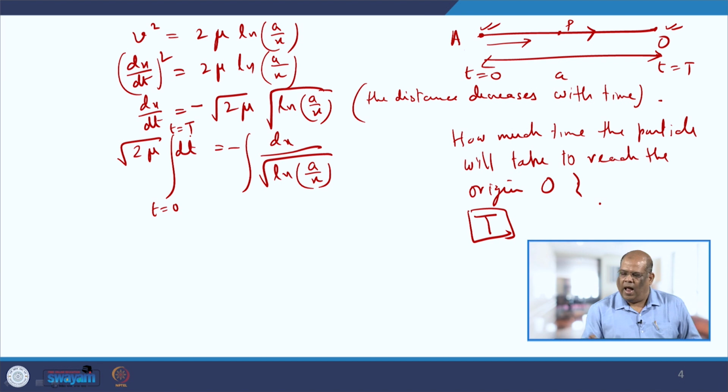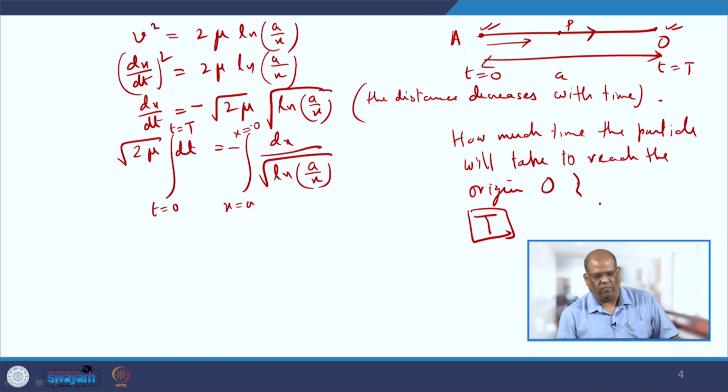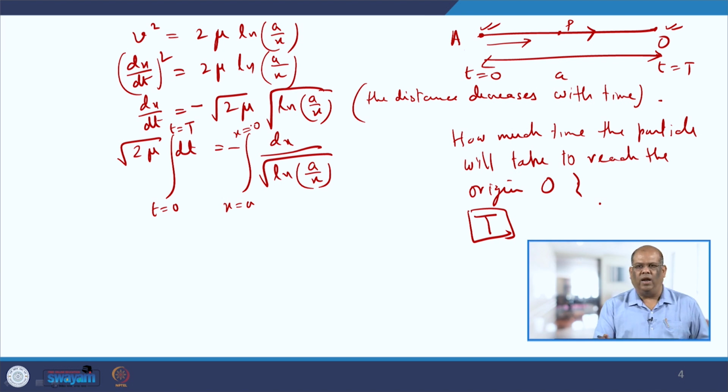When t equal to 0, the value of x is a, because this OA is x, and at the point O, the value of the distance becomes 0. So, here x goes from a to 0. That will be the limit of integration. Otherwise, you can integrate and then put the values, but this is easier and the first method. So, if you integrate this, this will give you root 2 mu times T.